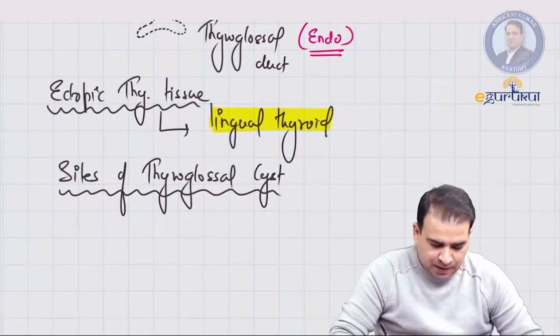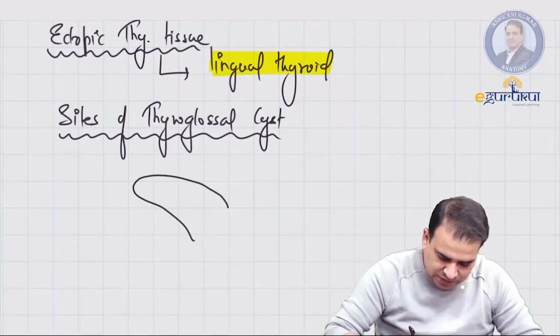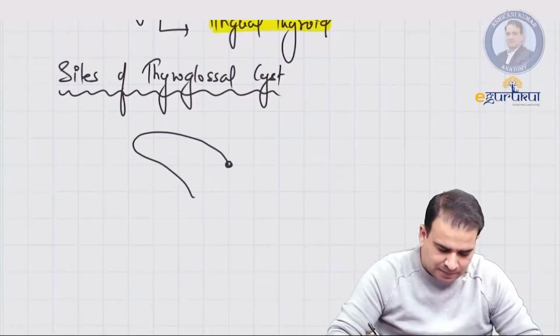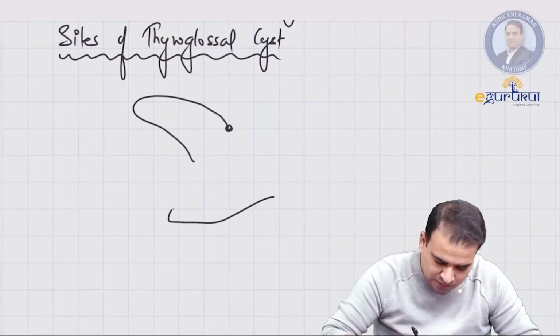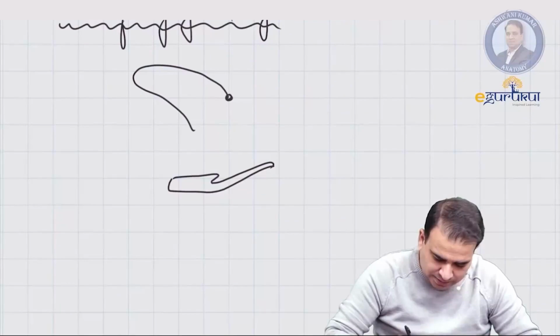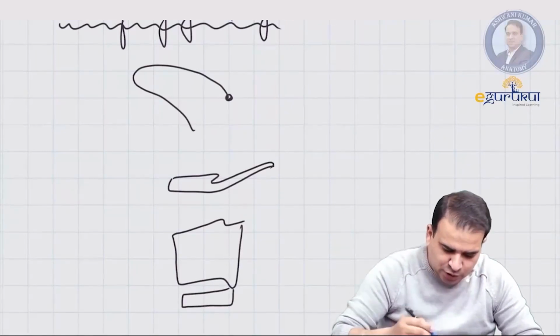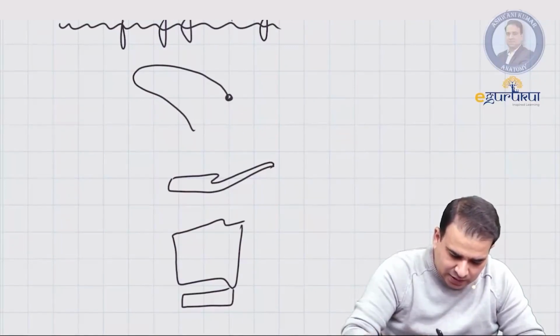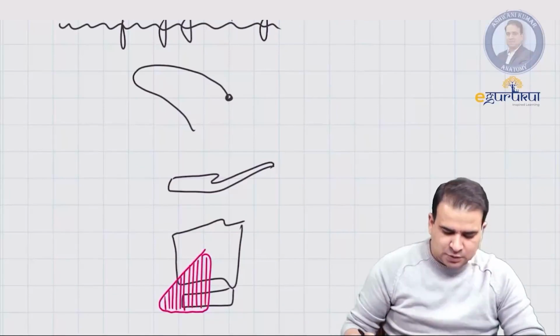thyroglossal cyst. Okay, for that, let us say this here is the tongue, obviously that will be the site for the foramen cecum. Here is the hyoid bone with the greater and the lesser cornua. There is the thyroid cartilage and the cricoid cartilage, right? This is the final position of the thyroid gland. Thyroid gland, here it is. This is where the thyroid gland has to come.